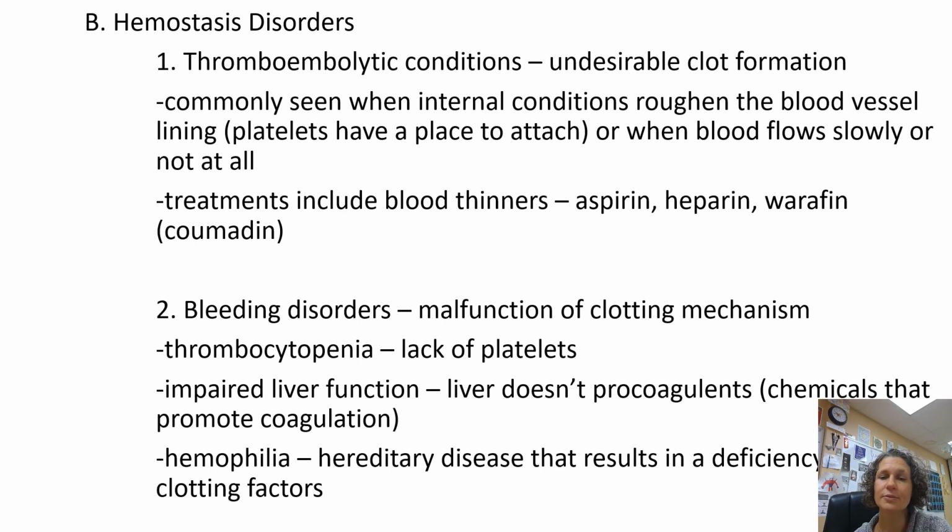And then you have kind of the opposite of this, bleeding disorders, where the platelets don't work. Thrombocytopenia is where you don't, for whatever reason, have platelets, usually some kind of genetic issue. You can have impaired liver function, so the liver doesn't produce the chemical that helps the blood to coagulate. So again, this kind of stops the chemistry behind it.